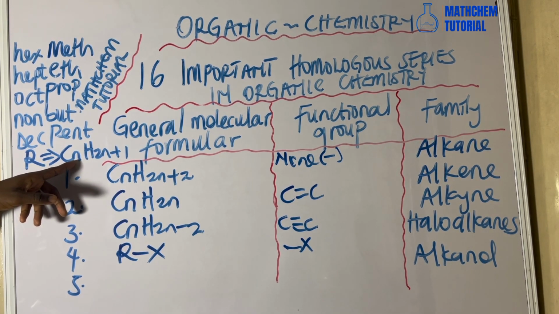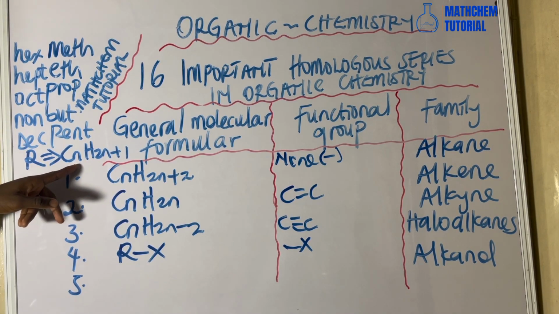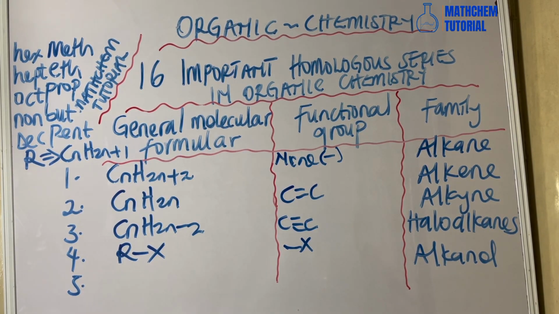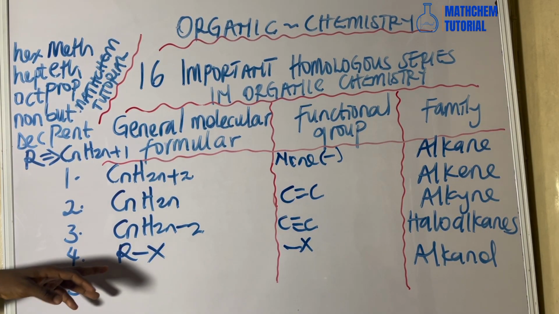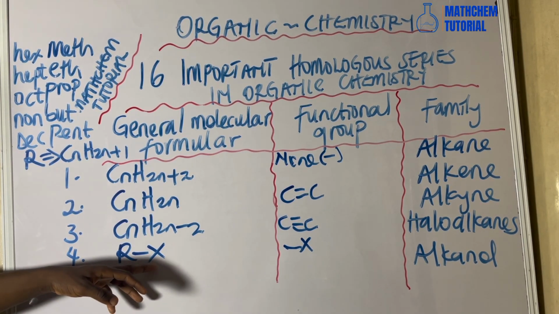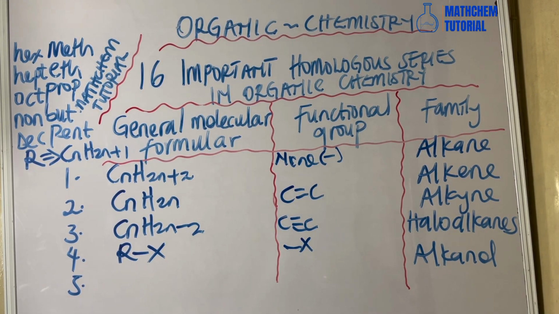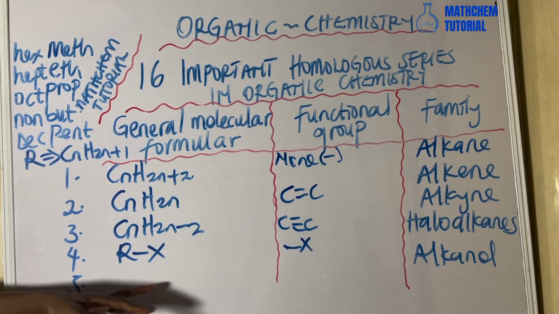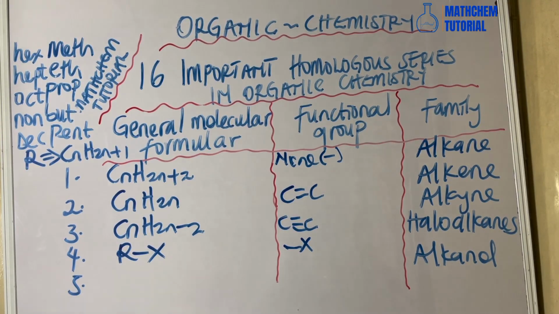Alkyl: this is going to be methyl, ethyl, propyl, butyl, pentyl. Pentyl is C5H11. If this R represents C5H11, then I added it with chlorine, that's going to be C5H11Cl. That will be pentyl chloride. That will be the name for this guy. Pentyl chloride. You understand?